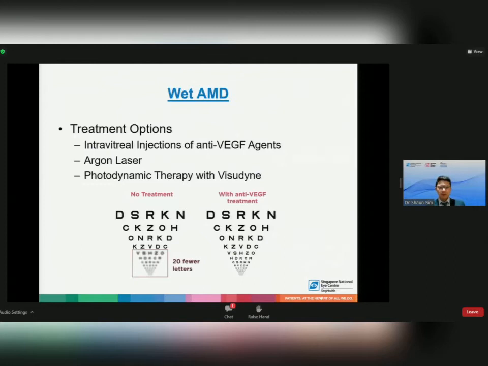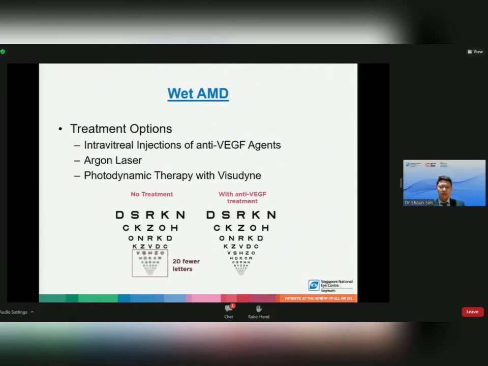As for treatment options of wet AMD, there are a few available. These include intravitreal injections of a particular drug called anti-VEGF agents into the eye. You can also perform laser and photodynamic therapy.